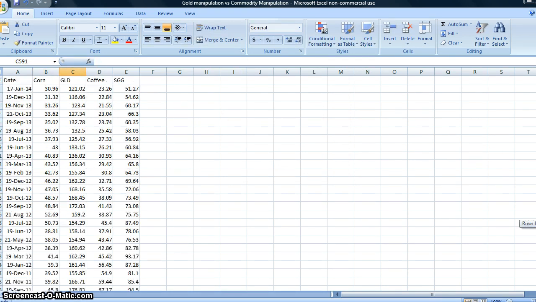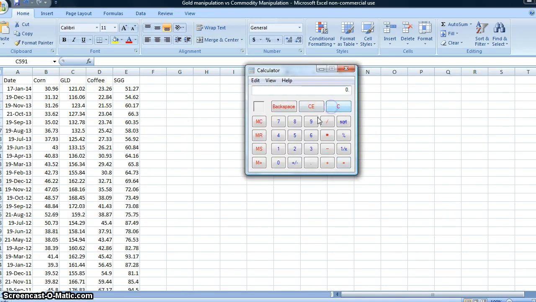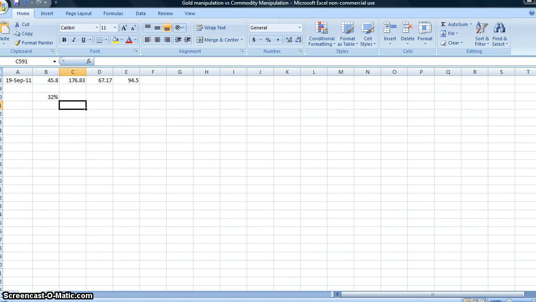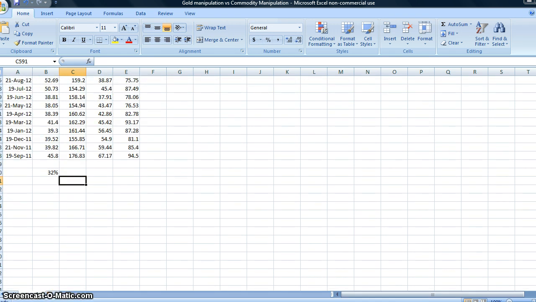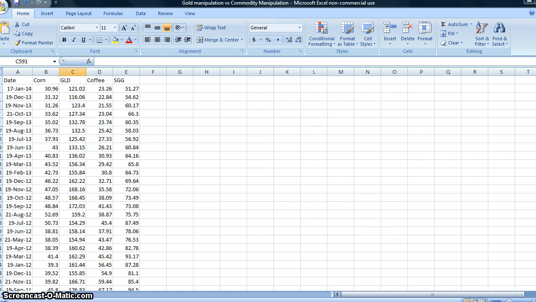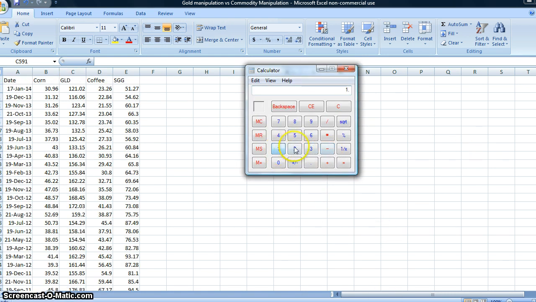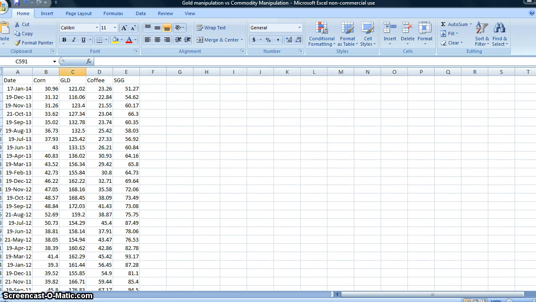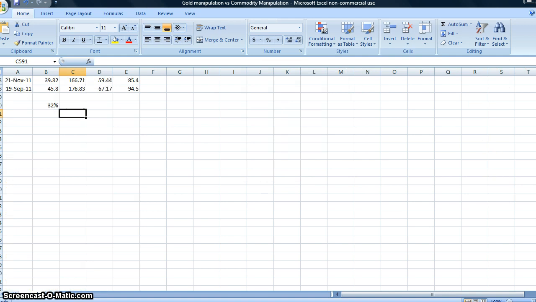Let's look at the GLD here, right? GLD is like 121 as of the other day. It's hard to believe it's 121. I thought it was a little higher than that, but whatever. It's close enough to what I've seen before. So it's 176.83 on September 19th, 2011. Let's do minus 121. And divide by 176.83. 31.57% move to the downside. Holy crap, that's insane.